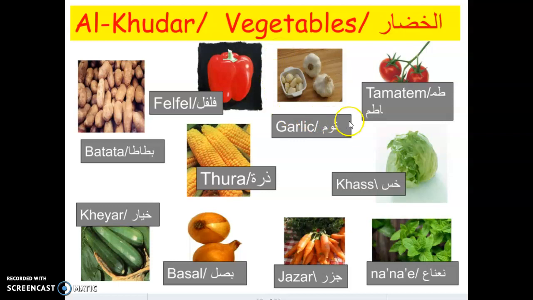أحب الخس. أحب الذرة. أحب الخيار. أحب البصل. أحب الجزر. أحب النعناع. What about you, boys and girls? Which one of these vegetables are your favorites, and which ones are not so your favorites?